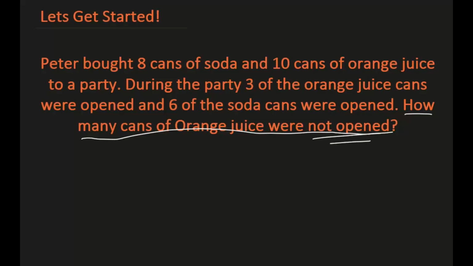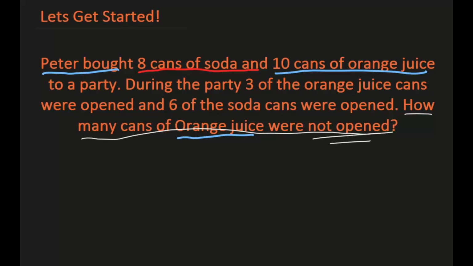So we have Peter bought 8 cans of soda and 10 cans of orange juice. So what are we trying to figure out? How many cans of orange juice were not opened? So that means we're going to underline Peter bought 10 cans of orange juice. And the rest of it, I'm going to underline in red so we know that we don't need it.